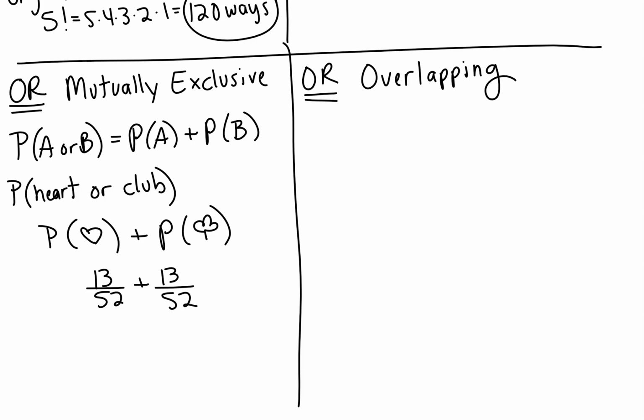And then when I have a common denominator, so I can add my numerators, 26 out of 52, which simplifies to 1/2. But on the adding, we wait to simplify until the end.